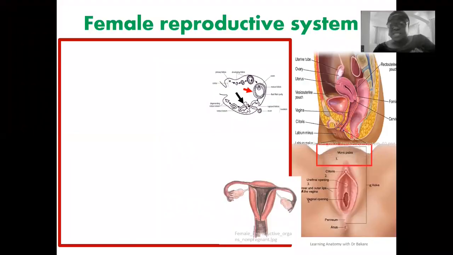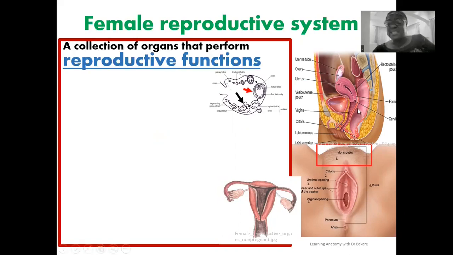The female reproductive system is a collection of organs that perform the function of reproduction. So you see a number of organs coming together to exhibit the function of reproduction. If you look at this image here in this upper region, this is the female pelvic cavity. And within this space is where we have a collection of organs that are referred to as the female reproductive system. This is the region carved out in blue.